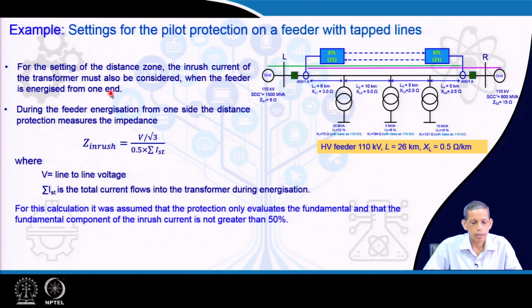Now, there is another point: from one end, inrush current will flow. So, what is the inrush current level that we like to see? During feeder energization from one side, let us say in this example all 3 transformers will be switched on at a time. That means all will be having inrush current. Let us see what the situation is.